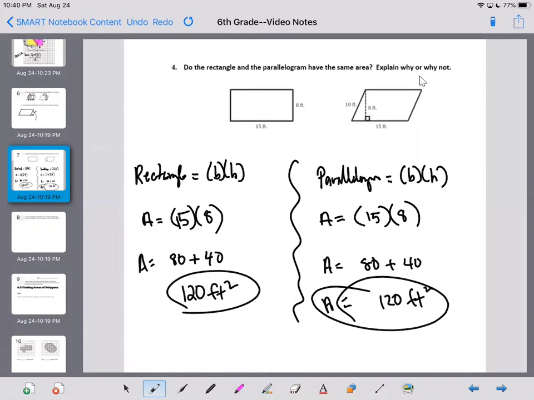Because those are two different ways to draw the parallelogram, but they're both parallelograms. So they both are going to have the same base times height. But notice you've got that 10 foot, that's that slant height, which a lot of students make that mistake of saying 15 times 10, which would give you 150, and they would say that the areas are different. But remember, you're not using that slant height of 10, you're using that height of 8.